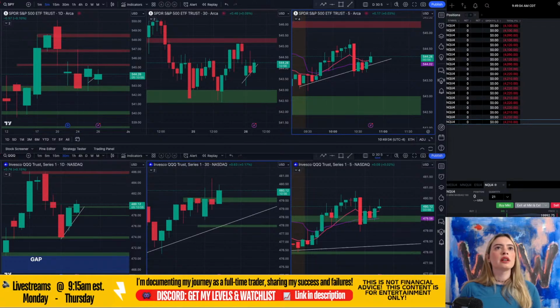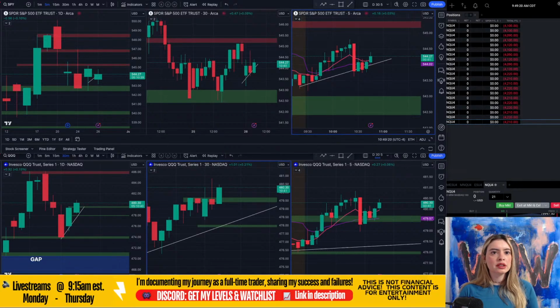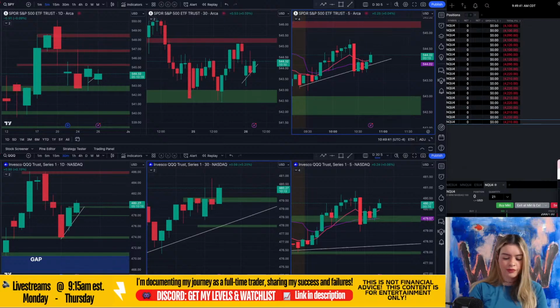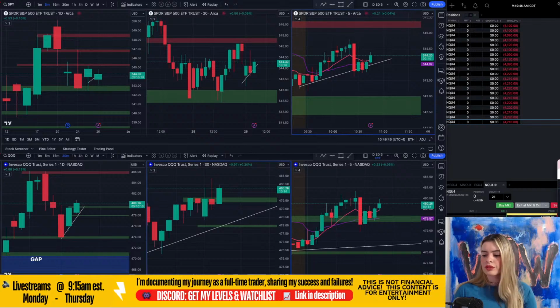213 now is the level that Apple needs to hold to keep going higher. Let's see, Microsoft made a new all-time high. 514 is the level that Meta needs to break. What else? NVIDIA, it's a mess, it needs to hold 124.50 to be bullish. Shop is looking pretty good for another entry.